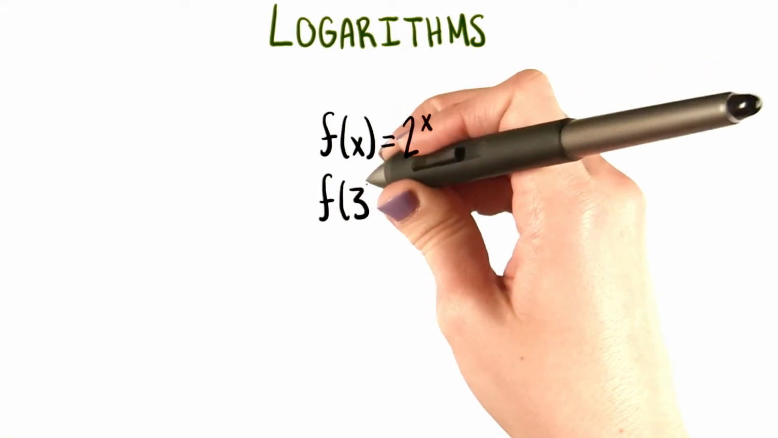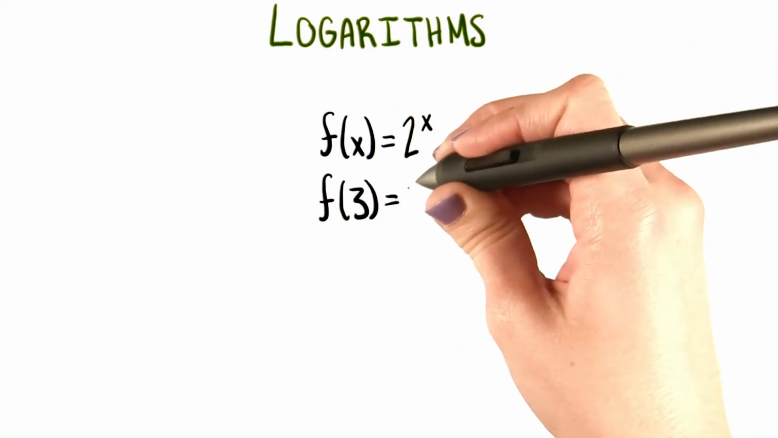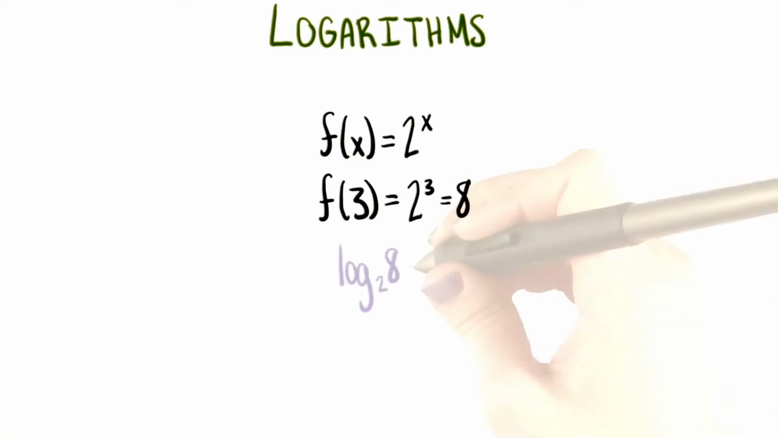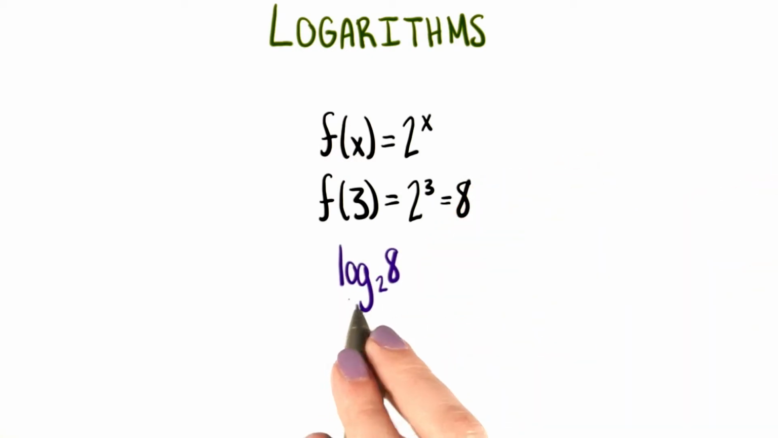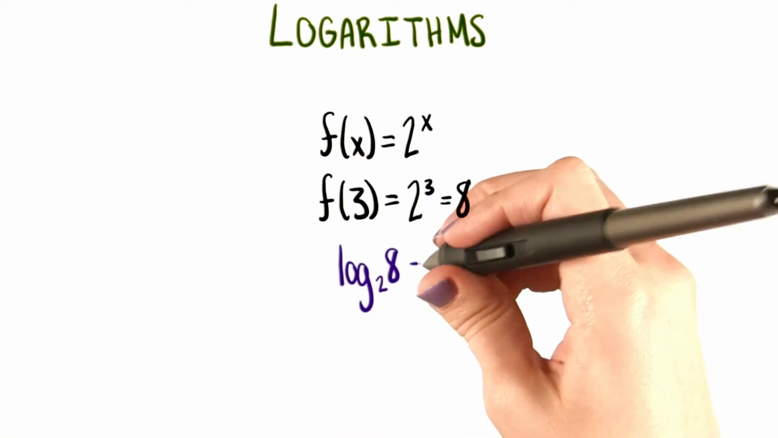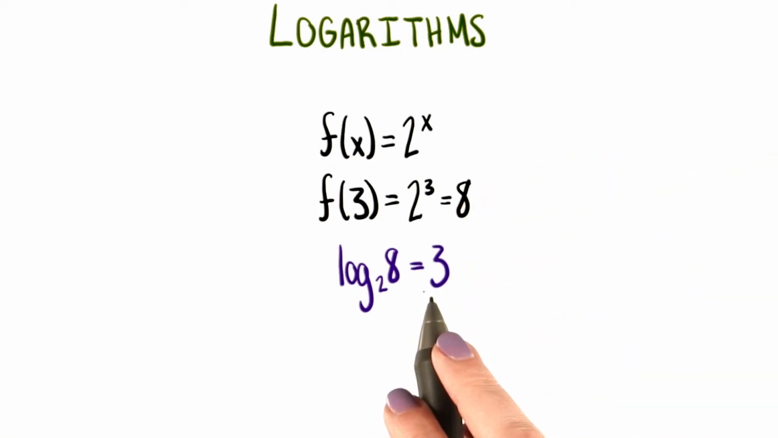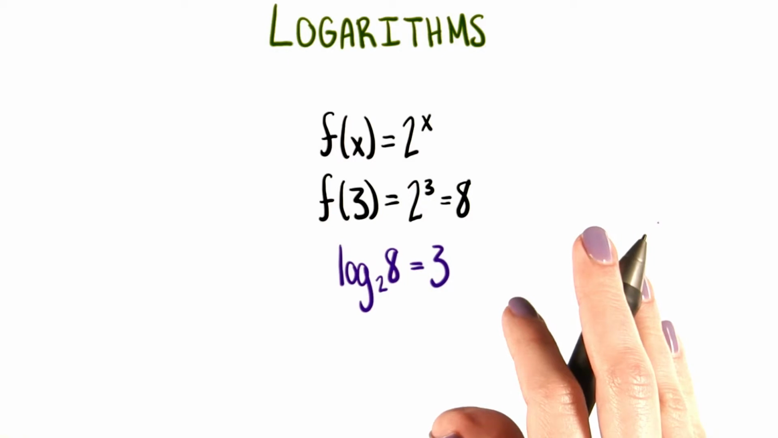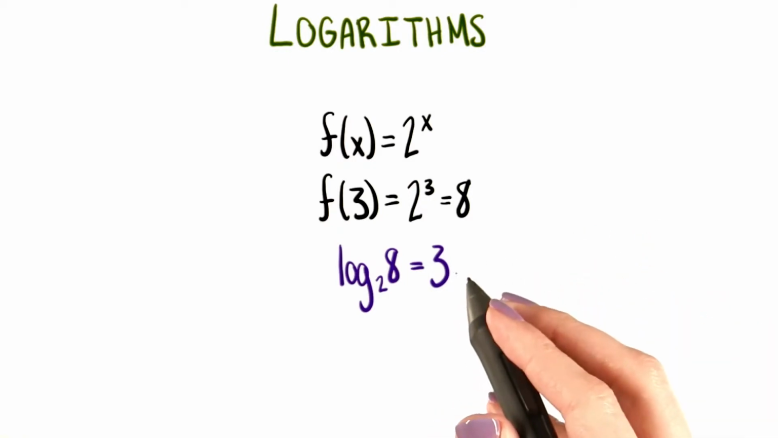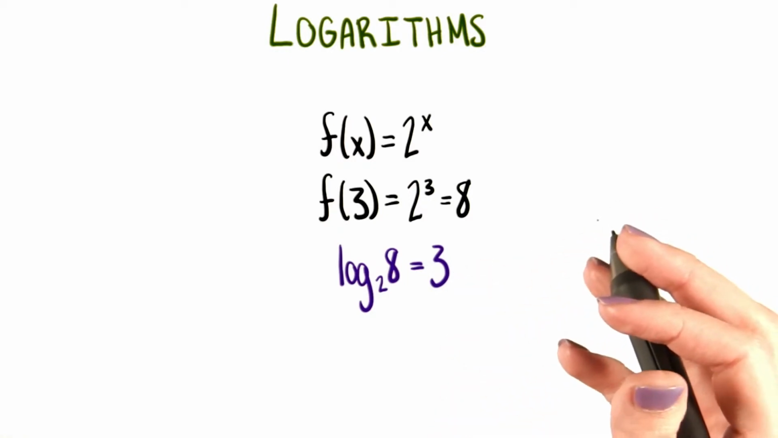We know that for this function, f of 3 is equal to 2 to the third, or just 8. Using logs, this means that log base 2 of 8 equals 3. I know this is all very new, so if this sounds confusing or unfamiliar, that's not a big deal at all. Don't worry, we will keep working with these and you'll come to understand them very well in a short period of time.